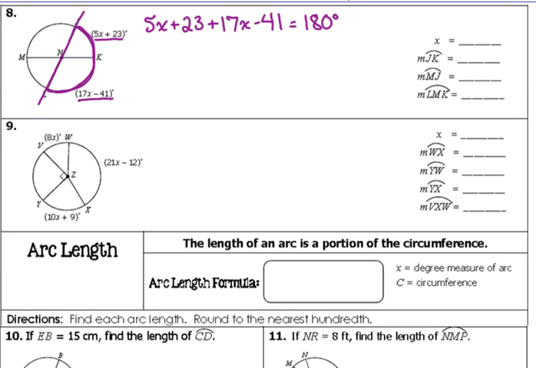Let's look at number 9. We have x's in all of our arcs except for the arc from Y to V. So what's the measure of the arc from Y to V? 90, because the central angle is a right angle. So if we look at it, now we have all of the arcs. We've traced out the entire perimeter of the circle. So if we add them all together, it should equal 360.